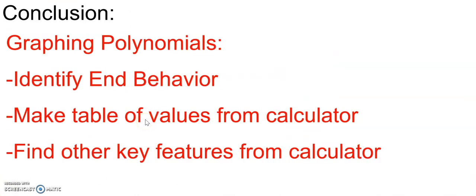So, in conclusion, when we're graphing polynomials, identify the end behavior, so look at the degree and the leading coefficient, make a table of values, use your calculator to help you with that, and then identify other key features if you can, so intercepts, relative minimums and maximums. You're not always going to be able to find all of them, at least not right now, but do the best you can, and then look at the graph on the calculator to help you get the general shape.